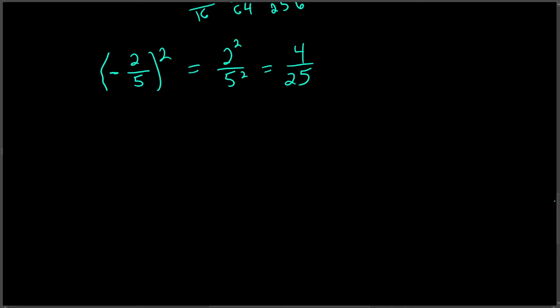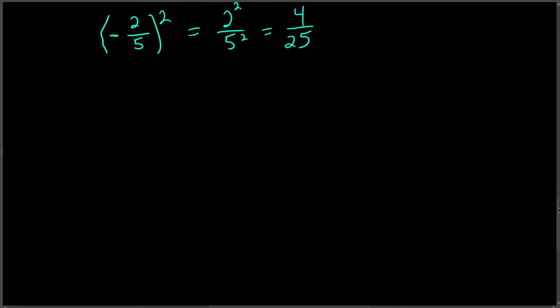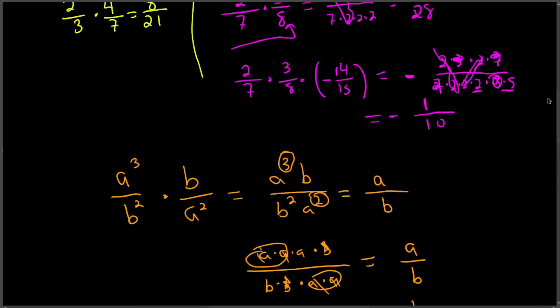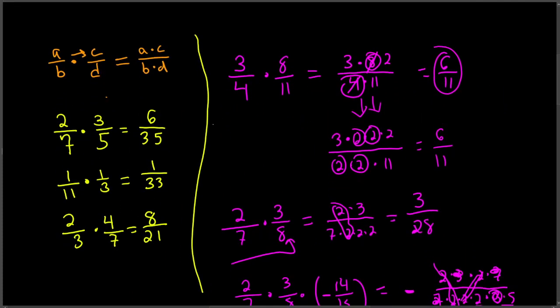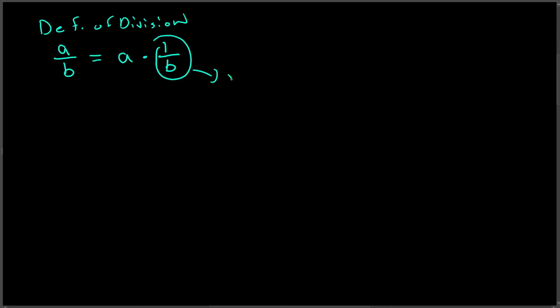Now, to work with division of fractions, we're going to have to look at something that came from our definition of division. So if we go back, we defined the definition of division of A divided by B. We can turn it into a multiplication. We can turn it into A times 1 divided by B. And this thing here is called the reciprocal.